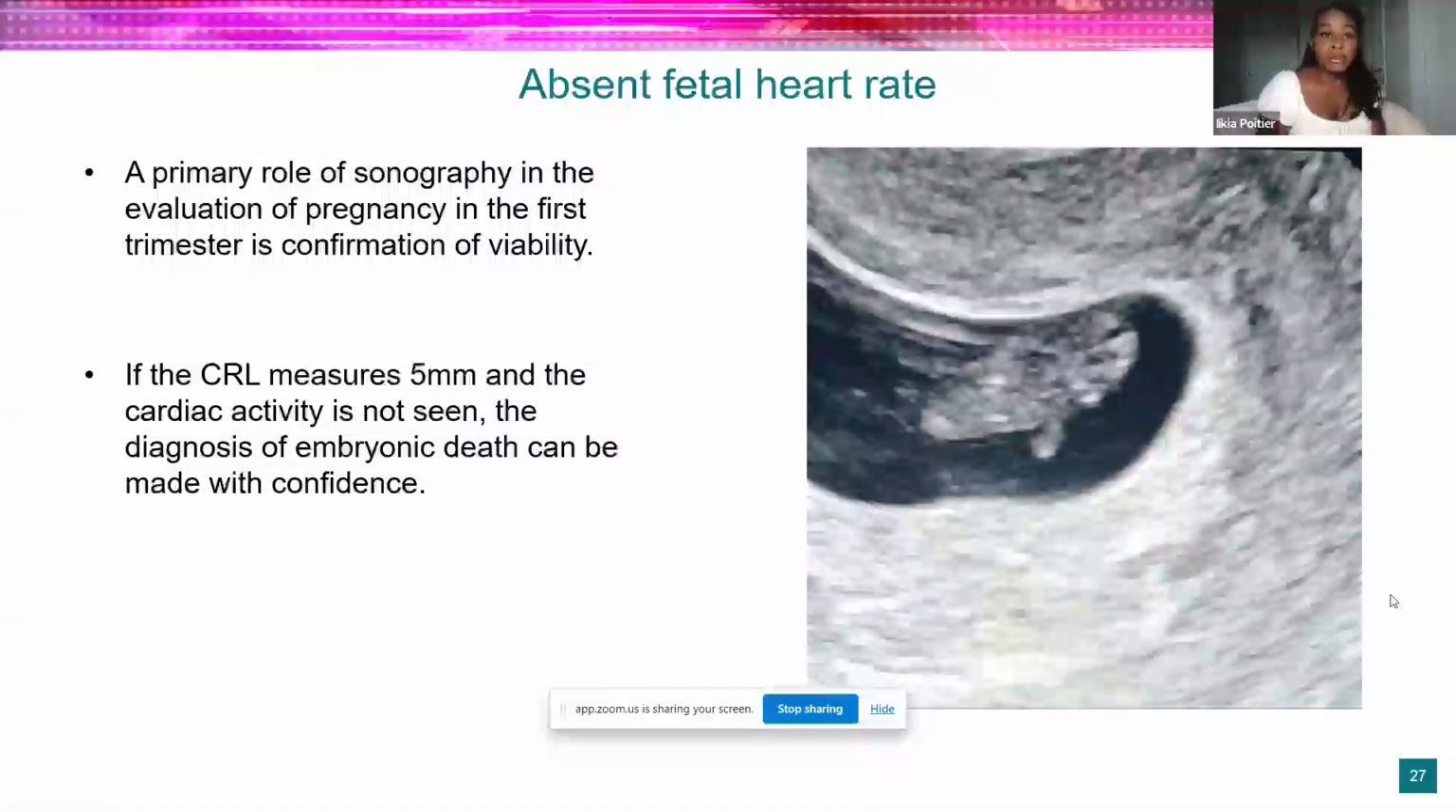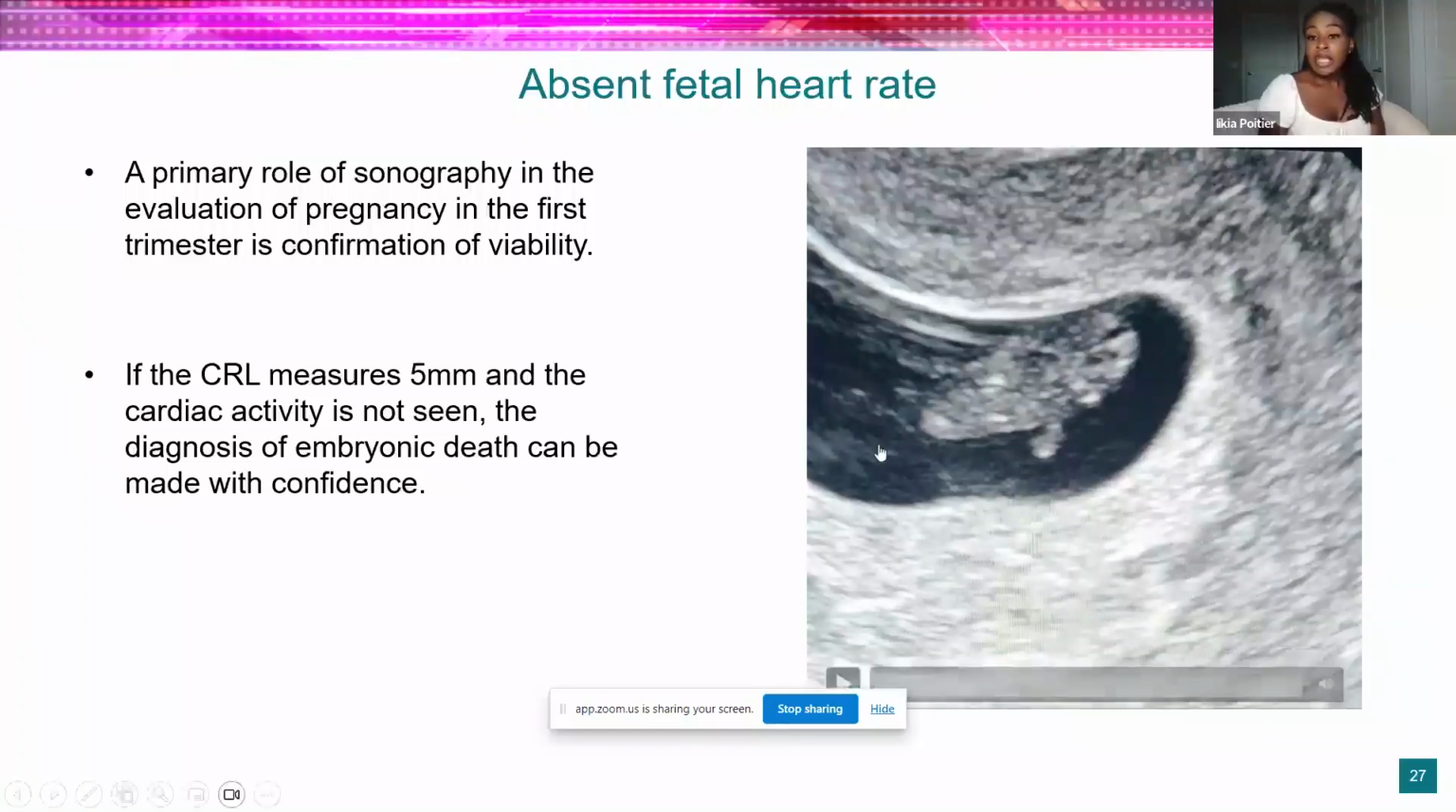Absent fetal heart rate. A primary role of sonography in the evaluation of pregnancy in the first trimester is confirmation of pregnancy. If the crown rump length measures 5 millimeters and the cardiac activity is not seen, the diagnosis of embryonic death can be made with confidence. So there are times where we may see everything, right? We see the gestational sac, which is first, then we see the yolk sac, and then we see the embryo. However, you don't always see the heart rate. If there's not a live embryo, you won't see the flickering.